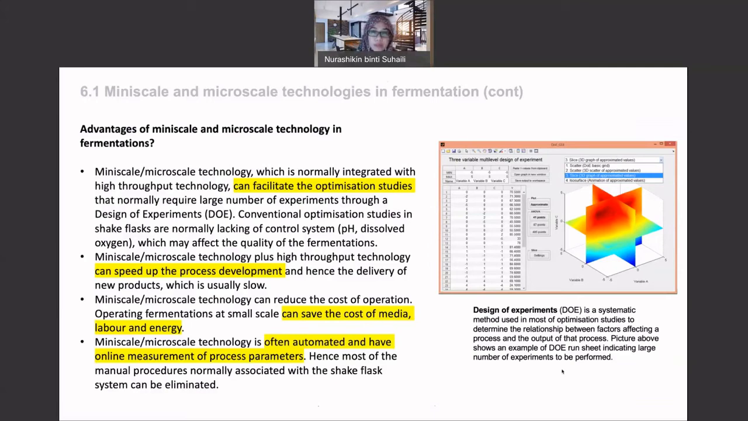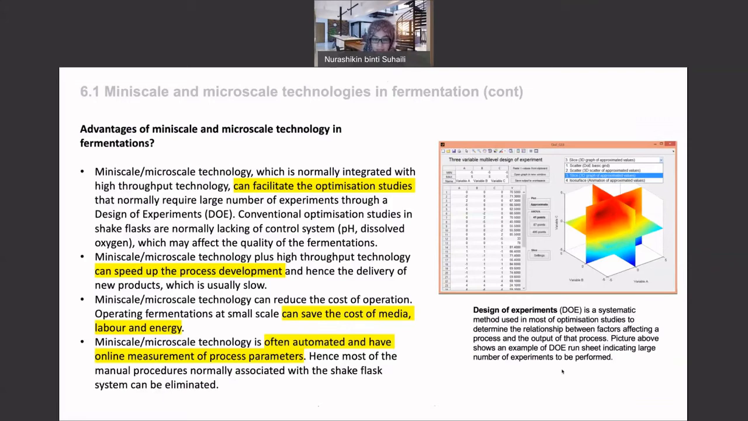Okay, so let's say we want to carry out 96 fermentations, and with little volume, just 5 milliliters for every fermentation, you can see how much media, how much money you can save throughout the optimization studies. So the technology can facilitate the optimization studies in general, and it can speed up the process development if it is integrated with high throughput technology, which is always the case.